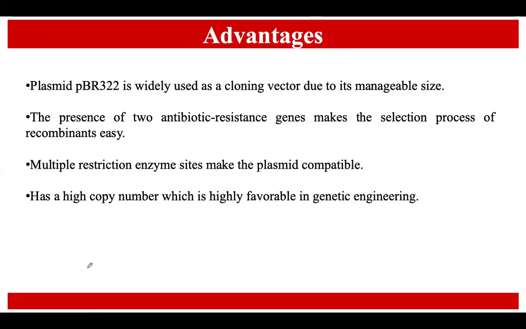Now, there are certain advantages of pBR322. pBR322 is widely used as a cloning vector due to its manageable size. And there are two antibiotic resistance genes which make the selection process of the recombinants easy. Now, please make sure that it is not compulsory to add the restriction enzymes in the tetracycline resistance region only. You can use any restriction site, either in the tetracycline resistance region or the ampicillin resistance region. As I mentioned, there are 11 restriction sites in the tetracycline resistance region and 9 in the ampicillin resistance region. So you can use any of them, right?